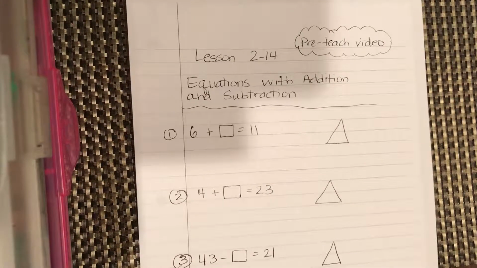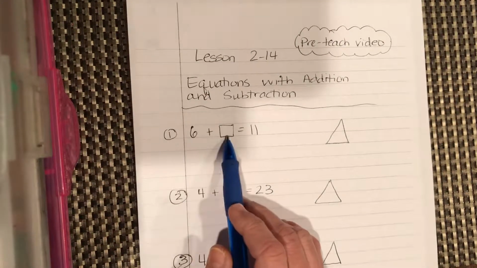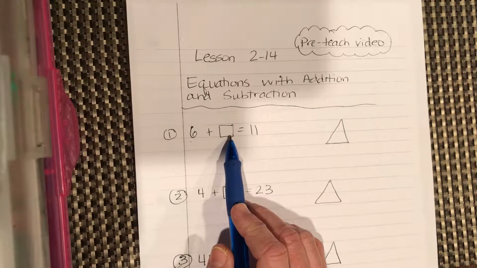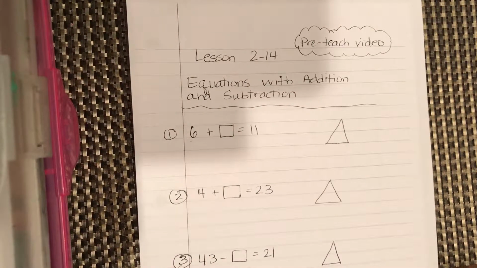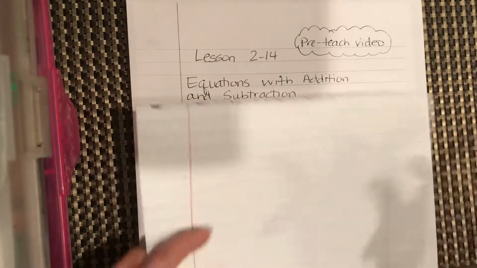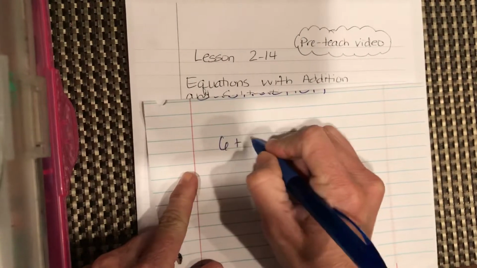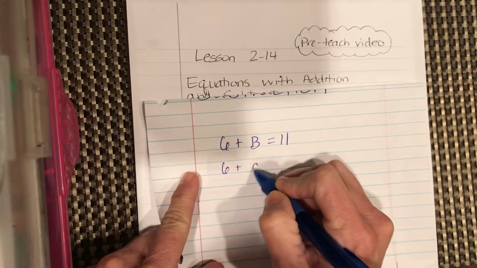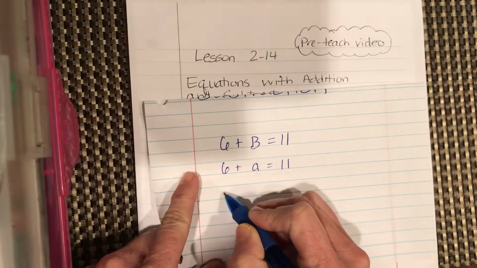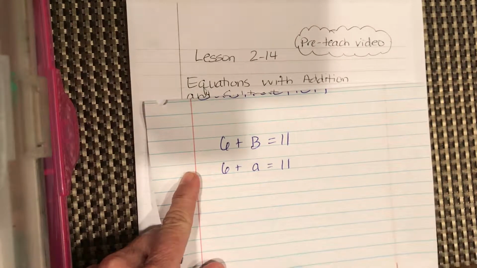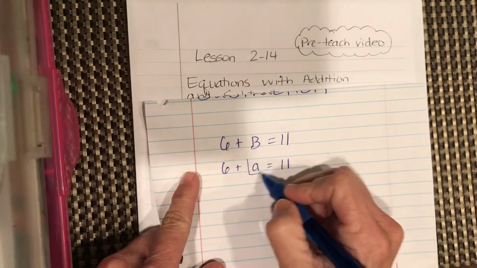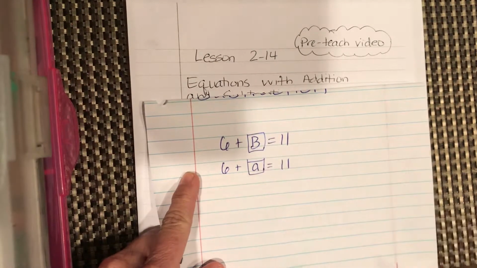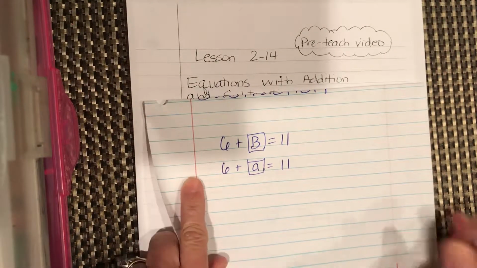Okay, when you see a box, it can be a box, sometimes it's even a letter. They don't do that in this lesson, but sometimes they'll do 6 plus B equals 11. It can be 6 plus A equals 11. It can be any letter that they want to put in there, but it just basically means missing number. What is the missing number? Okay.